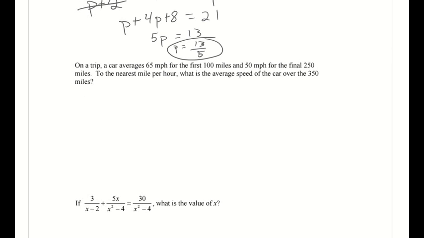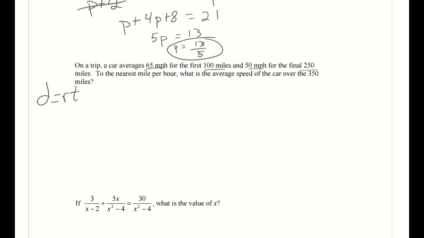Here, we're taking a look at average speed. Remember, average speed is not the average of the speeds. With all of these problems, whether it's an average speed or looking at rates like going up or downstream, we're always working off of different variations of this equation where distance is equal to rate times time. So, 65 miles per hour for the first 100 miles, and then 50 for the final 250 miles, to the nearest mile per hour.